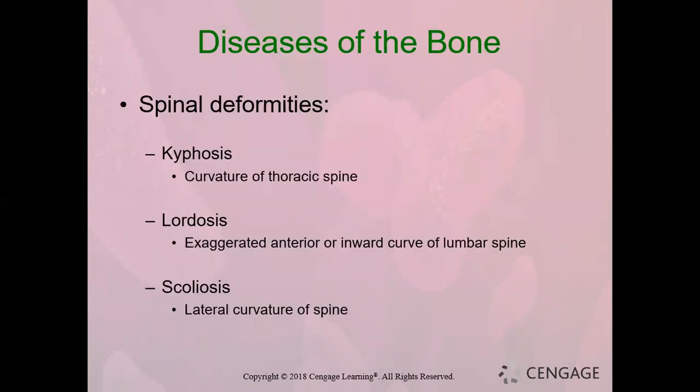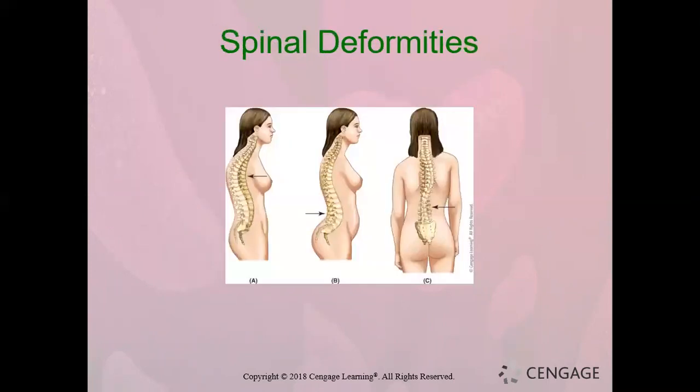But kyphosis is just a curvature of the thoracic spine. They actually are talking a little bit more about how youth are getting this. It's not the thoracic spine so much, but the cervical spine in their neck. They have a hump there because their necks are always bent over. It's interesting. Lordosis is just an exaggerated inward curve of your spine. And then scoliosis is that lateral curvature of the spine. And all of these can range from mild to severe.